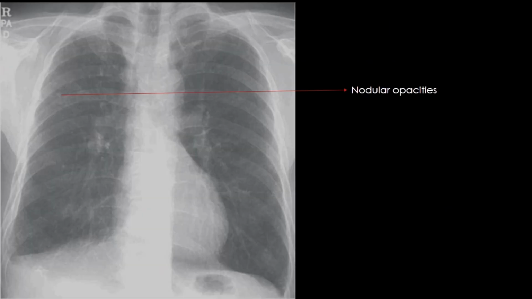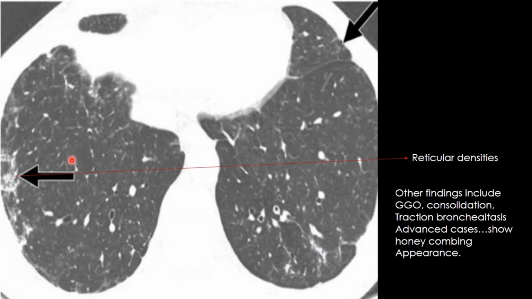This is a chest X-ray PA view in a patient of hard metal pneumoconiosis where you can find subtle nodular opacities. Axial CT chest in a patient of hard metal pneumoconiosis where you can find reticular densities noted along the subpleural location. Some other findings include ground glass opacification, consolidation, traction bronchiectasis. In the advanced cases, it may show honeycombing pattern.